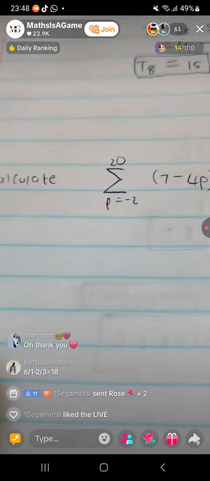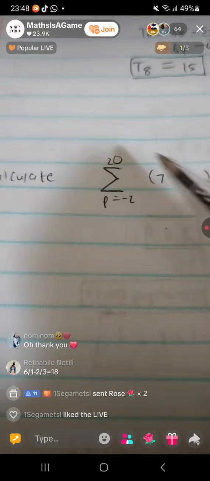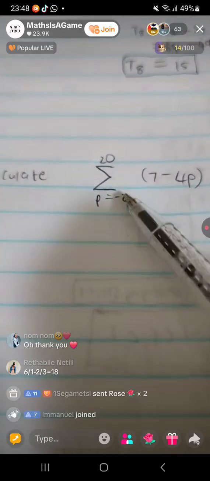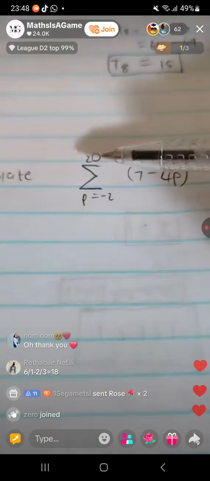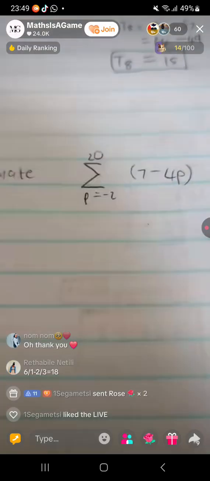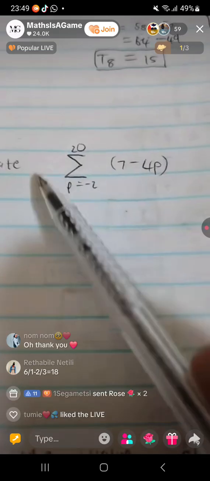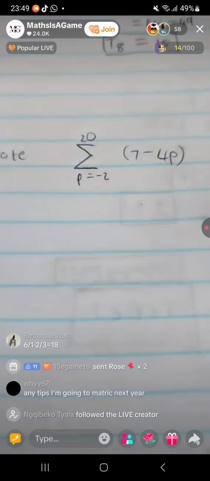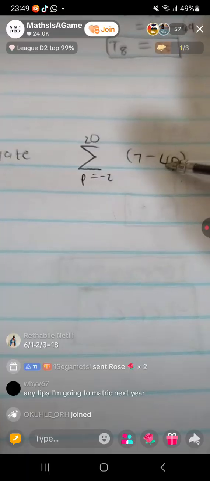Calculate. Okay, let's do these two. Sigma. 20 at the top. Obviously, substitution of 20 into the expression means our last term. P is equal to negative 2. Substitution of negative 2 into the expression is the value of the first term. Substitution of this means the last term. Substitution of that means the first term. That's something you need to know where sigma is concerned. And obviously, if they say calculate, it means we need to calculate the sum of this entire series. What type of series is this? Okay, 7 minus 4p.